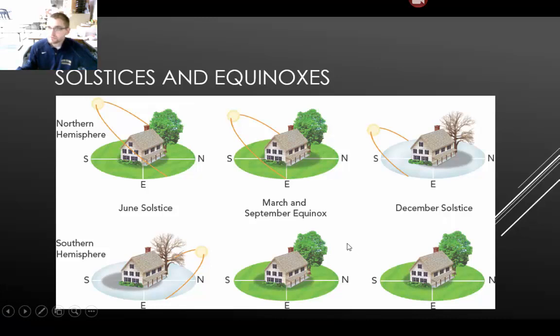This picture shows our different solstices and equinoxes. Notice in the northern hemisphere for the June solstice, the sun is highest in the sky. And by the time we get to the December solstice, the sun is lowest in the sky. These are opposites for the southern hemisphere. So when we're having summer in the northern hemisphere, the southern hemisphere is having winter, and vice versa.